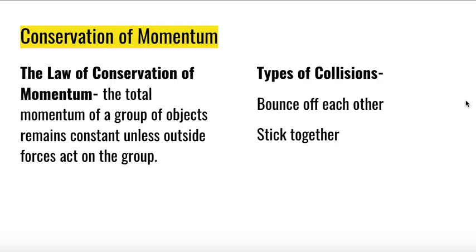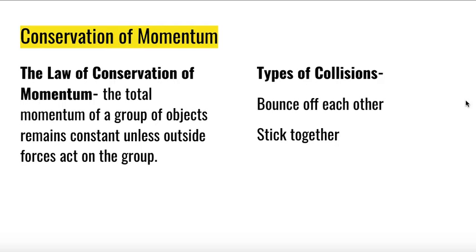Only an outside force, such as friction, which is what they experience as the balls are sitting on the table, can change the total momentum of the group of objects. Friction will cause the billiard balls to slow down as they roll on the table, and the total momentum will decrease. The different types of collisions.